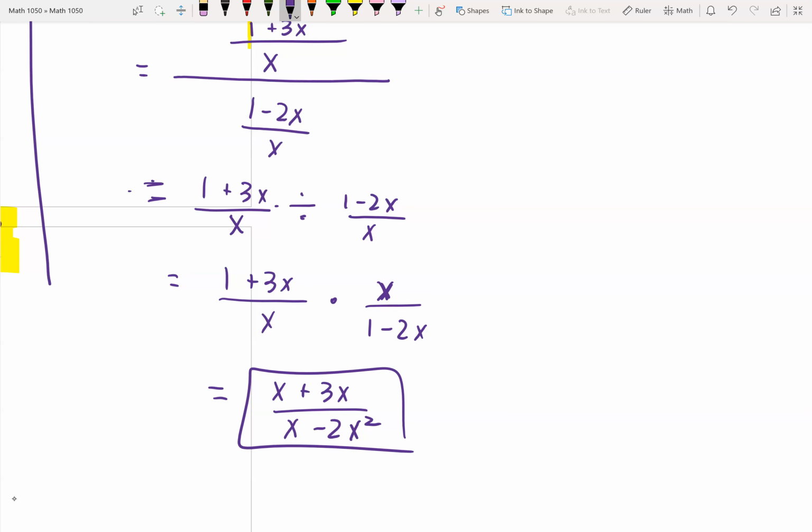This guy right here, I call him free. He's free to be canceled. Why is he free? Because he's not added or subtracted to anything. This guy down here is also free to be canceled. So if I'm multiplying and I have the same thing on the top and the bottom, I have got to cancel those. So that is not my answer. My answer is 1 plus 3x over 1 minus 2x. I cannot cancel those x's because it would be rude to both of the ones.